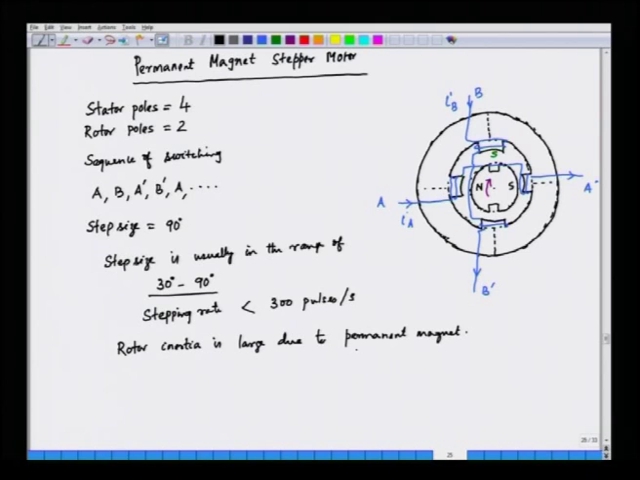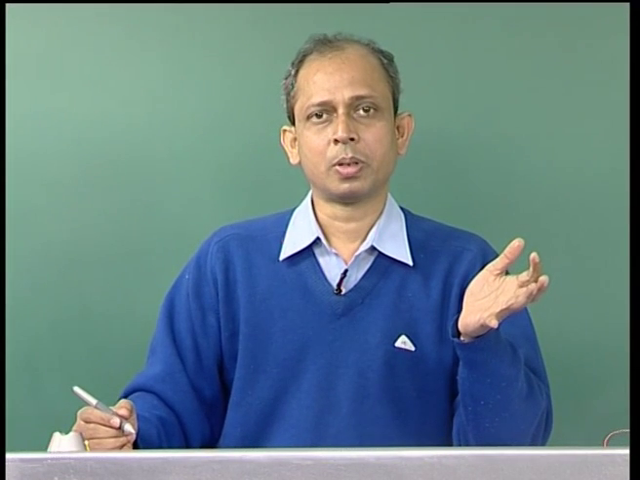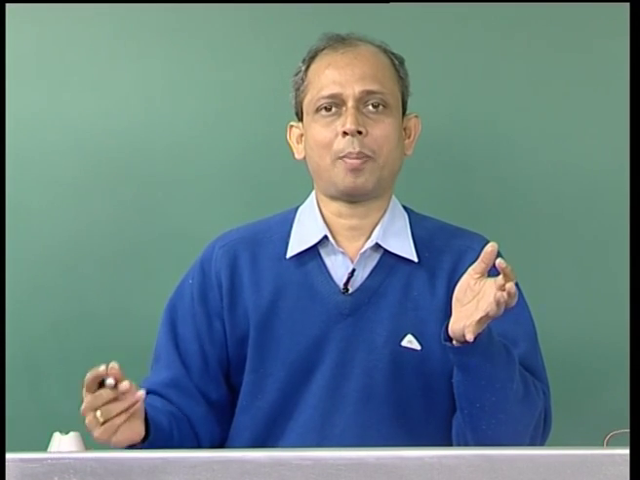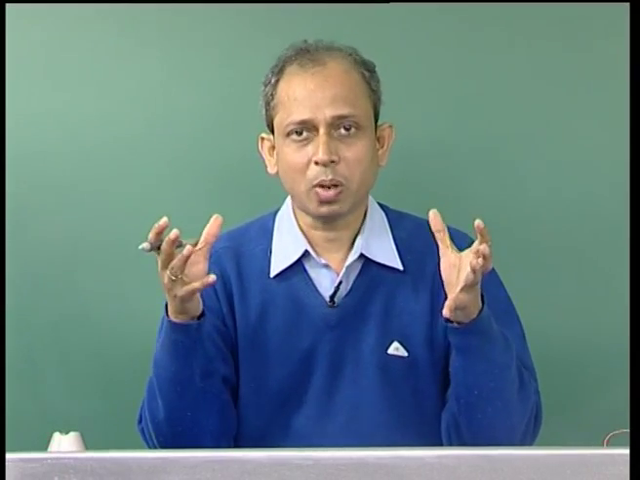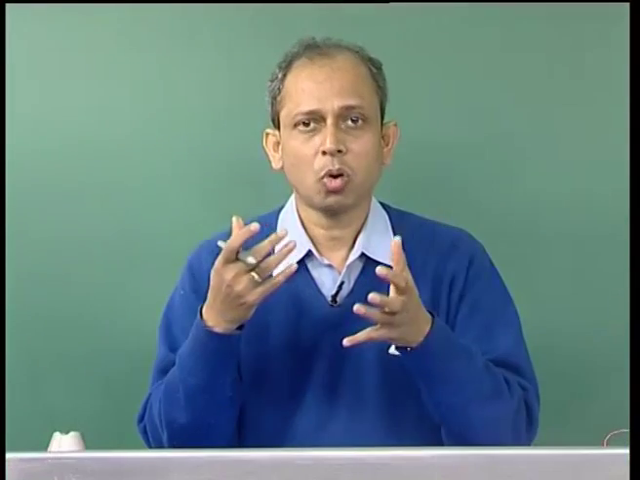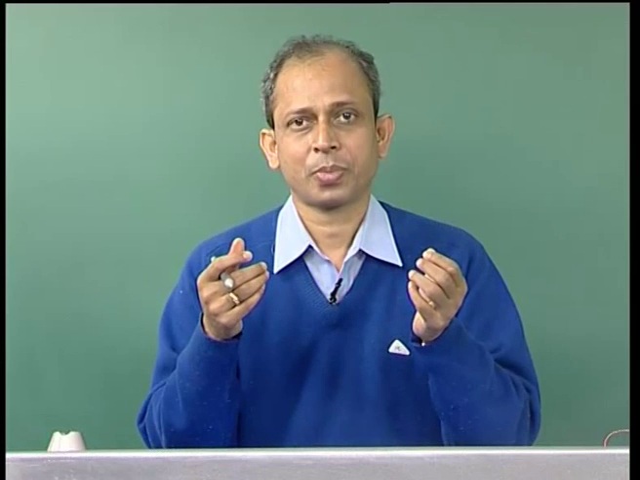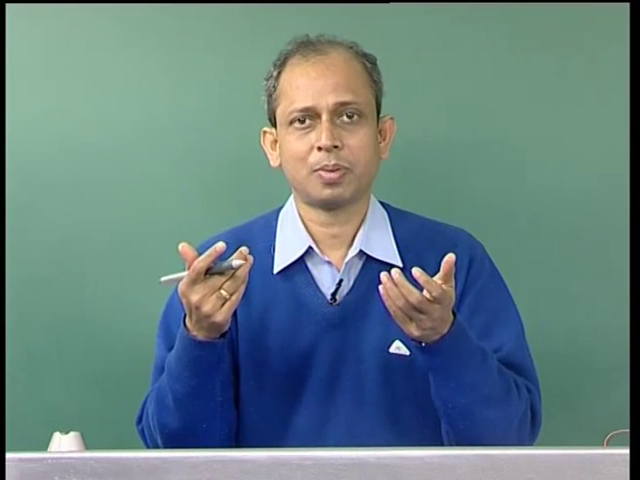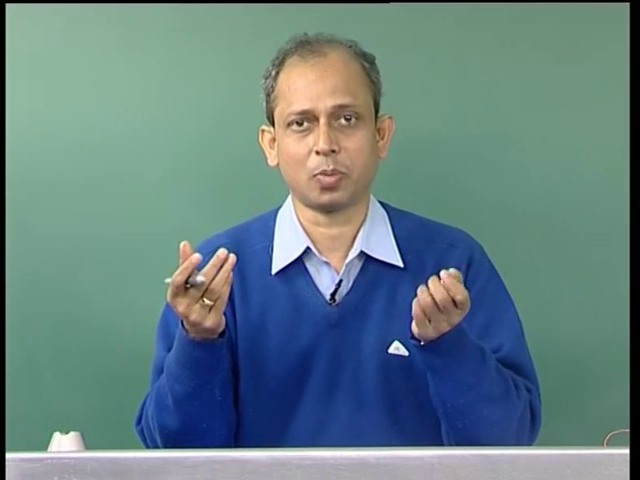Now, we have a third type of motor, which is a combination of the two. We have already seen the variable reluctance type stepper motor. We have also seen the permanent magnet stepper motor. So, if we combine these two, the objective is to have a reduced step size, a reduced rotor inertia, and overall compactness. And we have a third type of stepper motor, which is called a hybrid stepper motor.